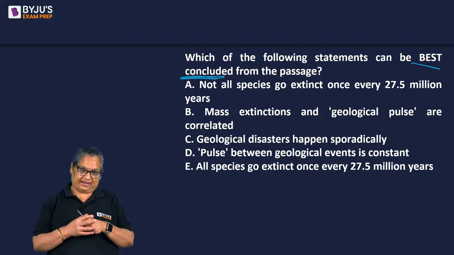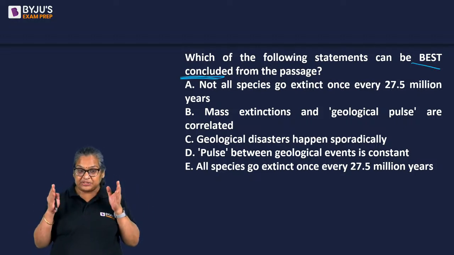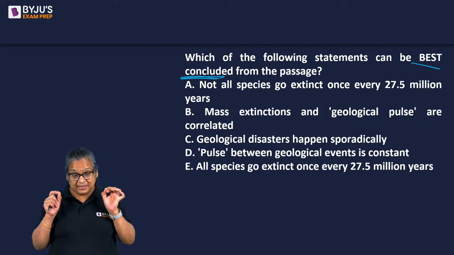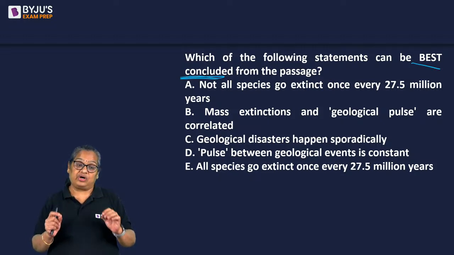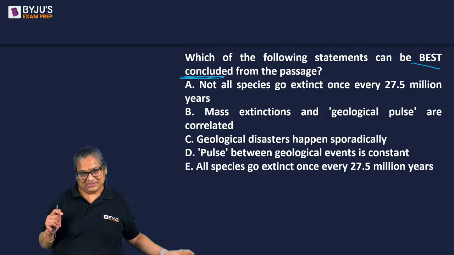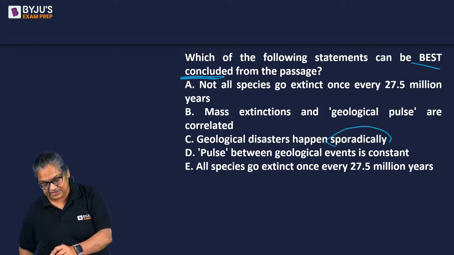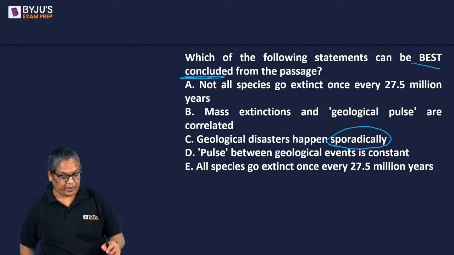What is the meaning of sporadic? Intermittent, with long or short gaps. The gaps are not constant. Here there is an idea of uniformity, at least in terms of the periods. The pulse is this range. So sporadically means intermittently, as and when.